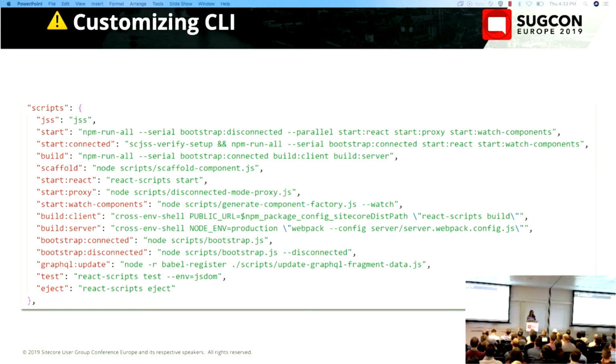You need to come here and see what is actually happening when you run a certain command. And that's how you can find how to start your customization. So for example, the command to generate the files for a custom component is jss scaffold. We can see here that jss scaffold is calling a script called scaffold-component.js.